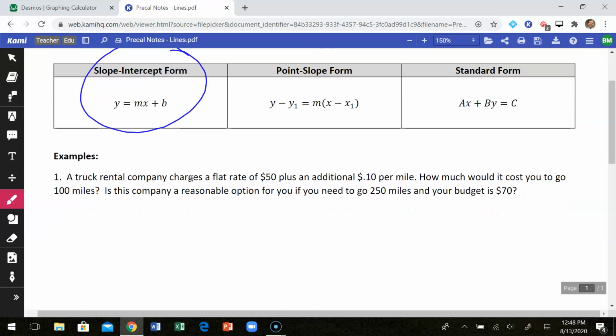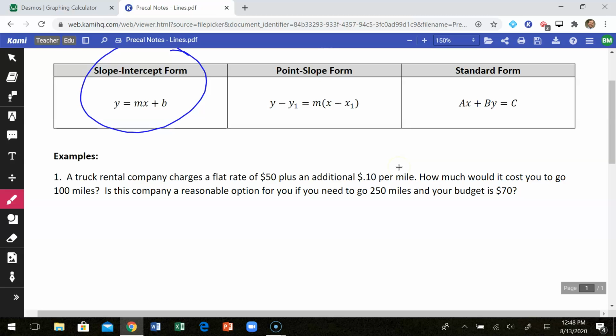First example I have here deals with a word problem where I'm going to use slope-intercept form. So we have a truck rental company that charges a flat rate of $50 plus an additional 10 cents per mile. How much would it cost you to go 100 miles? So that's the first question.